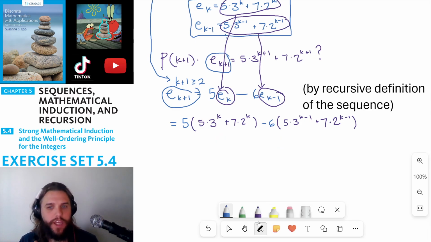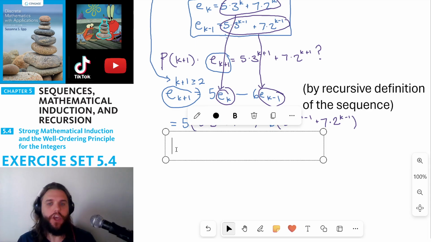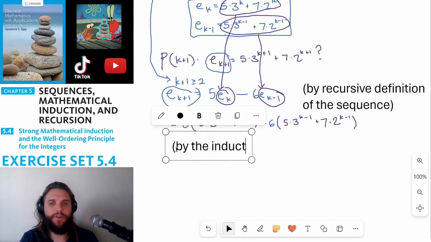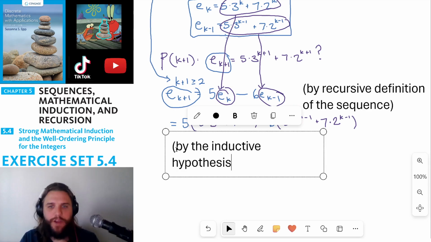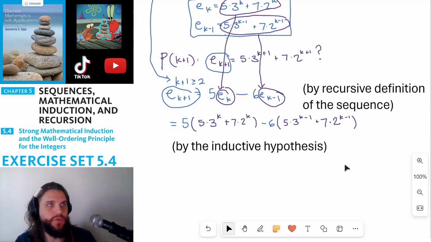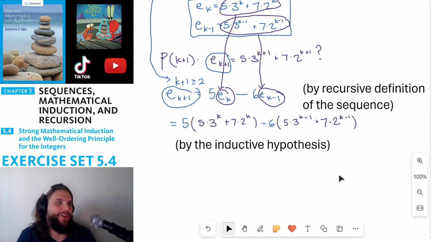Now, it's really important that whenever you use the inductive hypothesis, any part of the inductive hypothesis, you have to clearly tell the reader that that's what you just did. So I'm going to say by the inductive hypothesis. Every proof by mathematical induction must include this justification at least once. This justification being by the inductive hypothesis. You have to use the inductive hypothesis in mathematical induction, or else it's just not mathematical induction.